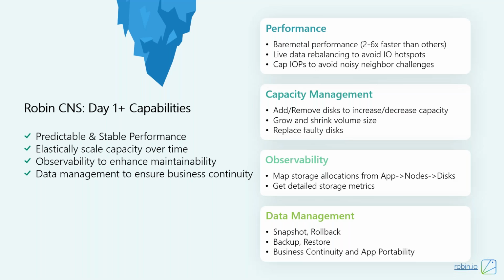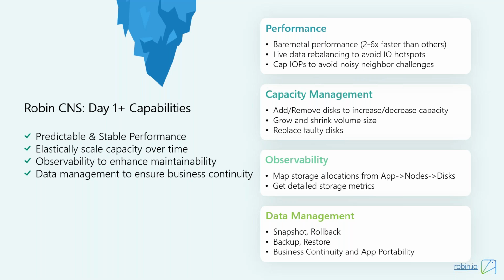Now, beyond day one, right? So let's say you have successfully deployed your MongoDB or Postgres database, and you have made sure the performance is optimal. You have also made sure the application is always highly available, right? There are other day two requirements where, on an ongoing basis, you have to make sure of certain things. So one is predictable and stable performance.